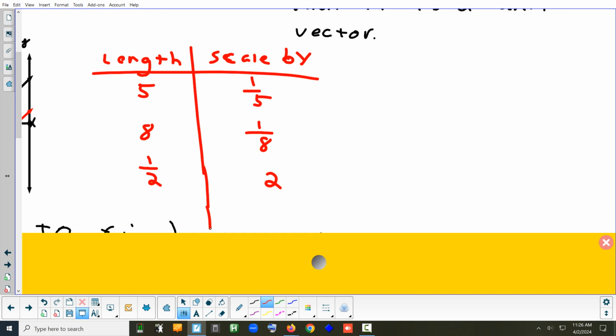Now, let's see if we can generalize it and see what the pattern is. What if I had a vector that was x units long? 1 over x. Yeah. So if you notice, what you scaled by each time was the length flipped. 1/5, 1/8, 2. In this case, 1 over x. So it's always the length flipped. That's what you scale by.